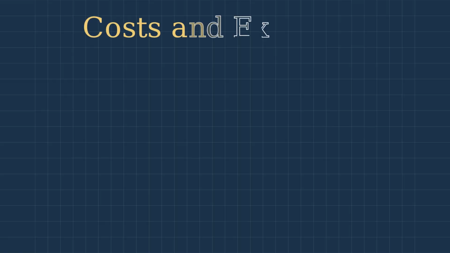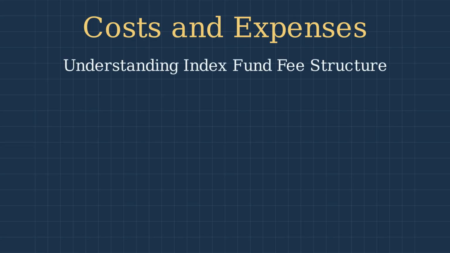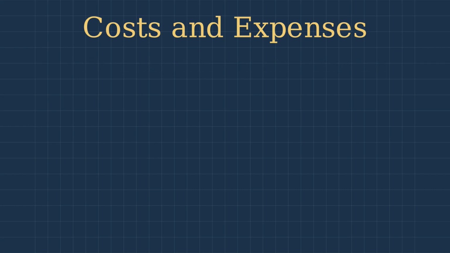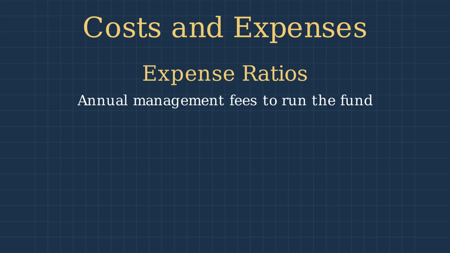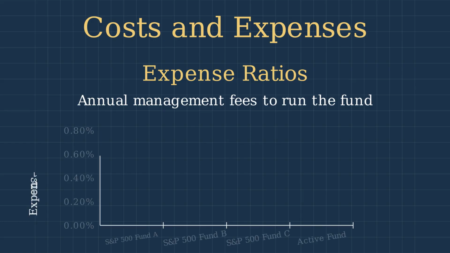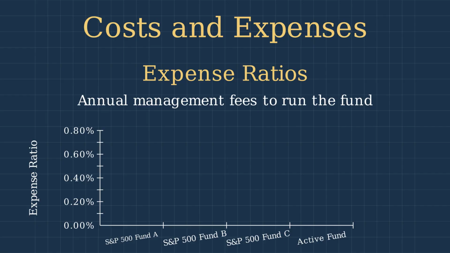While index funds are generally low-cost investment options, understanding their fee structure is crucial for maximizing your returns. Let's examine the different types of costs associated with index investing. The most common cost is the expense ratio. This is the annual fee charged by fund companies to manage the index fund. Expense ratios for major index funds typically range from 0.03% to 0.25%. This is significantly lower than actively managed funds, which can charge 0.75% or more.